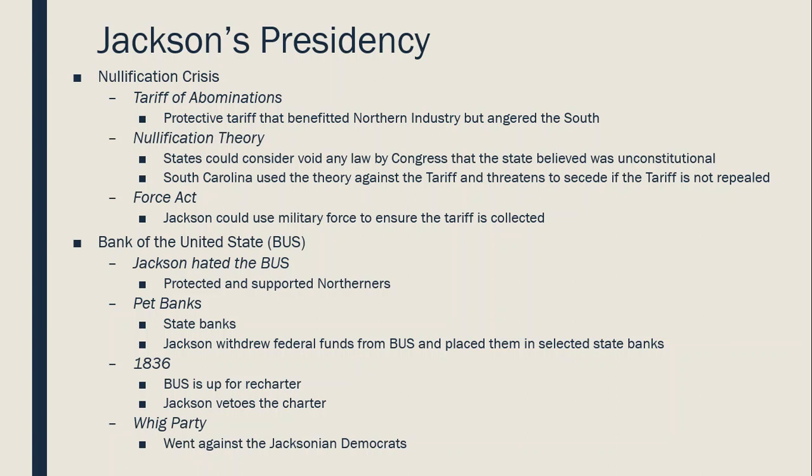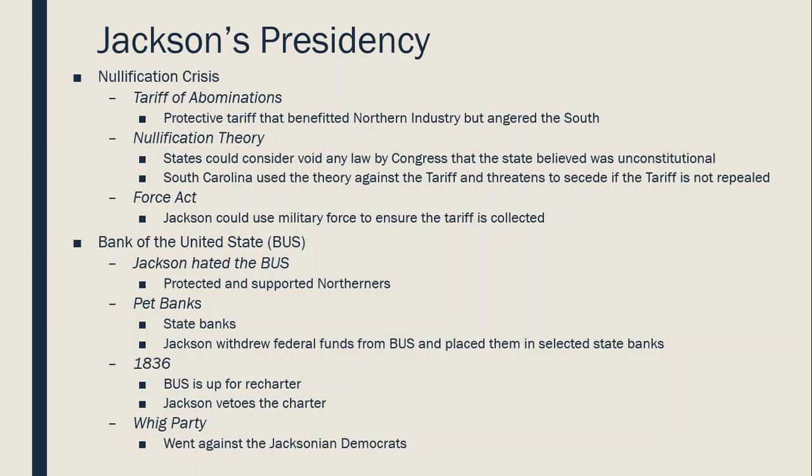They also take it a step further by threatening to secede or to leave the Union if the tariff is not repealed. Well, Jackson does not take this lightly. He says, look, this is a law that has been made by Congress. We are going to enforce this law. So he passes through the Force Act, where Jackson threatens to use military force in South Carolina to ensure that the tariff is collected. Now, many people consider Jackson a tyrant. They criticize him. How dare he use the military against American citizens? But remember, in our previous lecture, George Washington did the exact same thing when it came to the Whiskey Rebellion. Washington led the military against that Whiskey Rebellion.